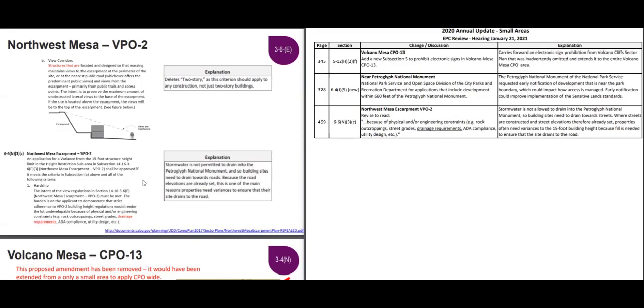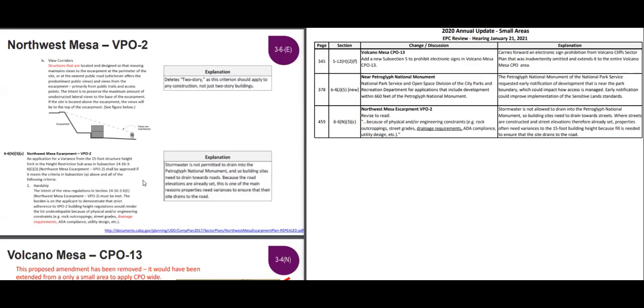The intent of the view regulations in section 14.16.3.6E must be met. The burden is on the applicant to demonstrate that strict adherence to the VPO2 building height regulations would render the lot undevelopable because of physical and/or engineering constraints, e.g., rock outcroppings, street grades, drainage requirements, ADA compliance, utilities design, etc. The reason for this change is that stormwater is not allowed to drain into the Petroglyph National Monument. So building sites need to drain towards the street.